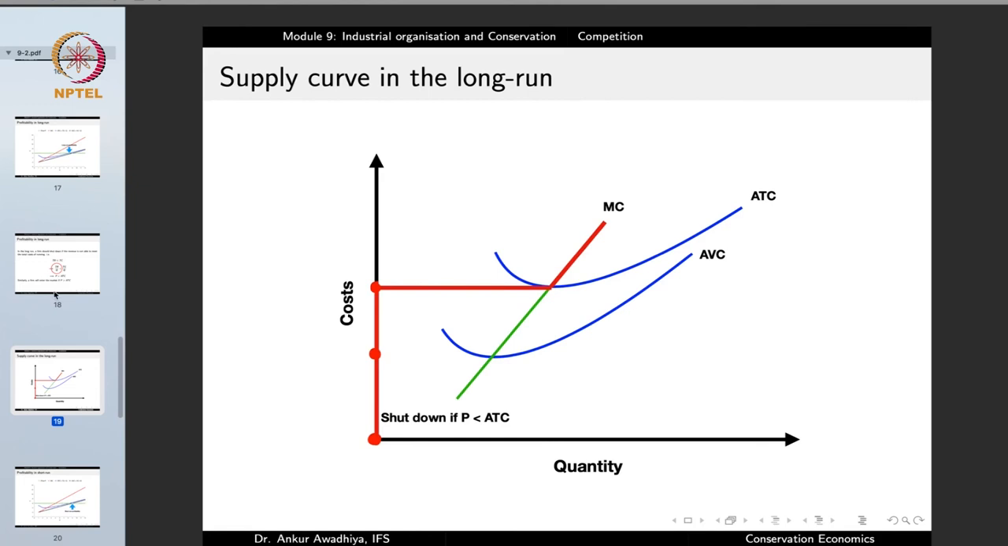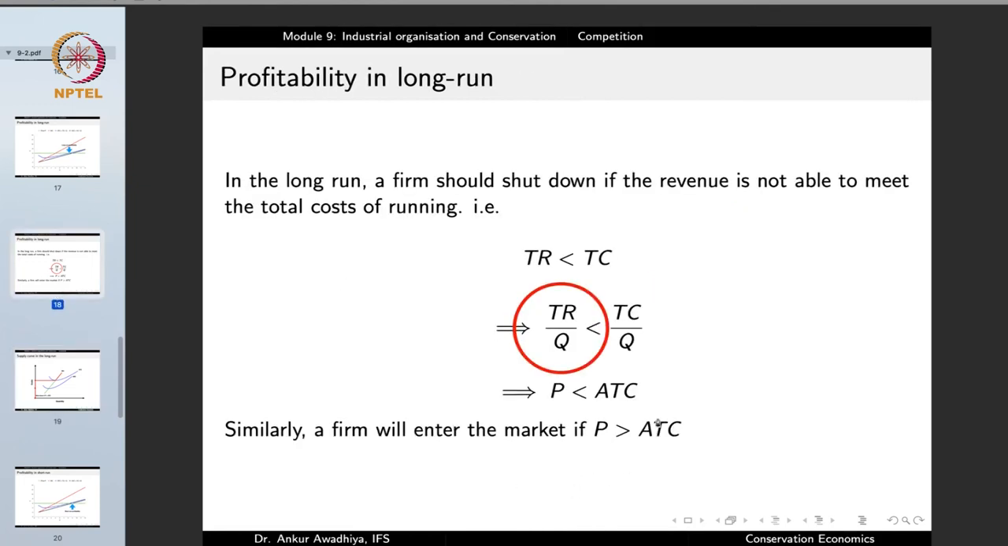Now, if the price is greater than ATC, then a firm will enter the market. In the case of a competitive market where the firms have free entry and exit, whenever the price is greater than ATC, there will be some firm that will get in. Whereas when the price is less than ATC, there will be some firm that will go out.